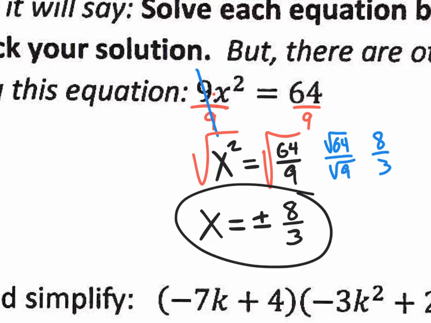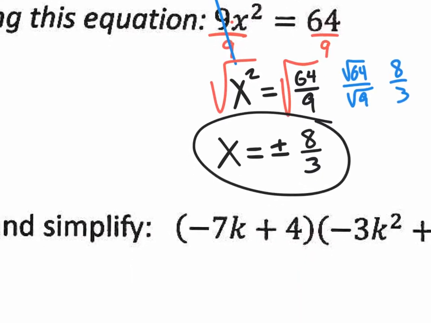Those are two answers right there, guys. Plus or minus 8 over 3. I mean, technically, you could say plus or minus 2 2/3 if you wanted to write it as a mixed fraction instead of an improper fraction. Let's move on to number 21.